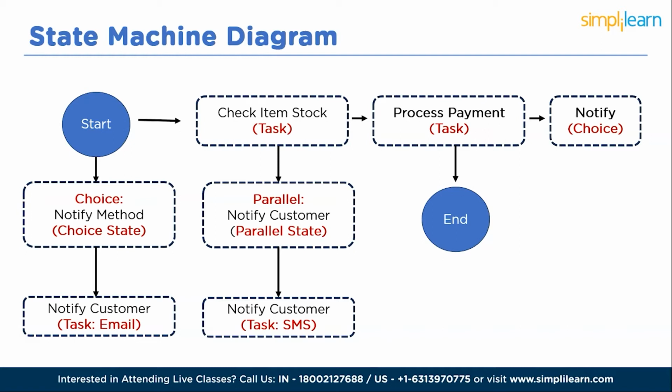The parallel state is responsible for running both the notify customer email and notify customer SMS tasks simultaneously. Once the tasks in the parallel state are completed, the state machine reaches the end state, which marks the end of the workflow. The visual representation of the state machine provides a clear overview of how AWS Step Functions coordinate the different tasks and branches in the workflow.